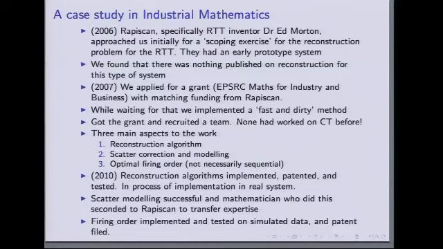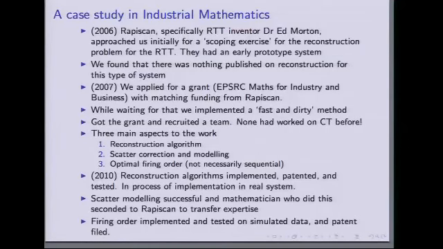And it's linear, you know. I was used to working on non-linear inverse problems. But it turned out that with this geometry, with the sources offset from the detectors, there was really nothing done on this before. So this got me excited, and so I applied for a grant, which was a Maths and Industry and Business grant, with matching funds from Rapiscan, with the intention of looking at this.